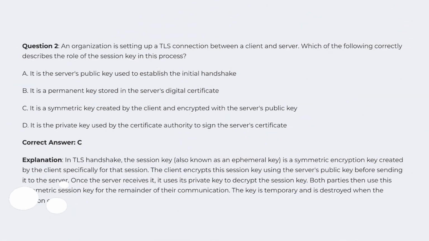Correct answer, C. Explanation. In the TLS handshake, the session key, also known as an ephemeral key, is a symmetric encryption key created by the client specifically for that session. The client encrypts this session key using the server's public key before sending it to the server. Once the server receives it, it uses its private key to decrypt the session key. Both parties then use this symmetric session key for the remainder of their communication. The key is temporary and is destroyed when the session ends.